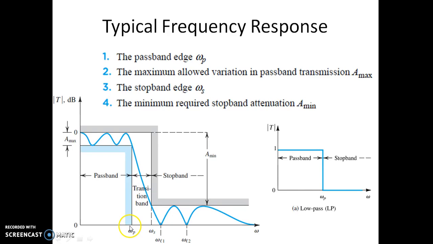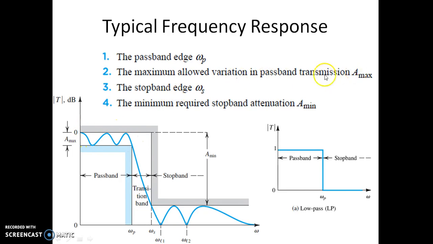Omega p stands for the passband edge frequency, and we have two more parameters, A max and A min, and one more frequency, which is omega s. A max stands for the maximum allowed variation in the passband. Ideally speaking, there should not be any variation in the passband, but typically we're going to have some variations in the passband.